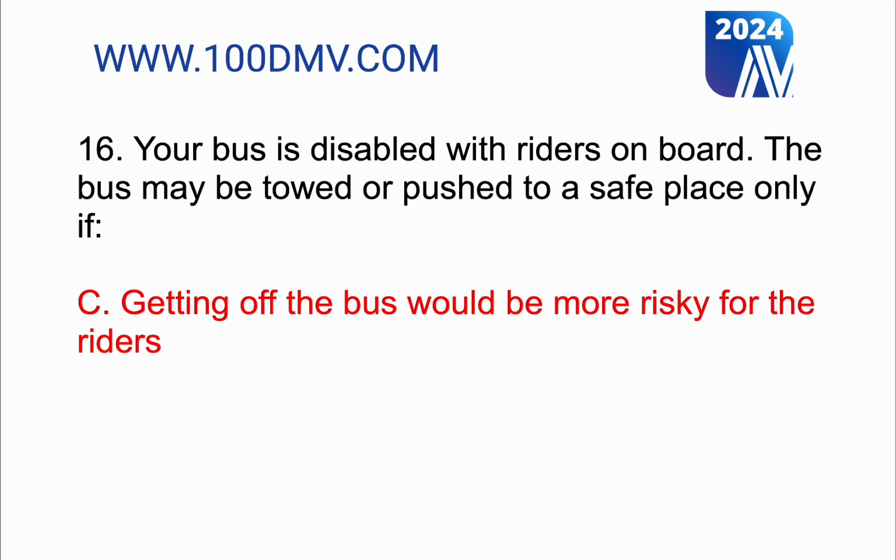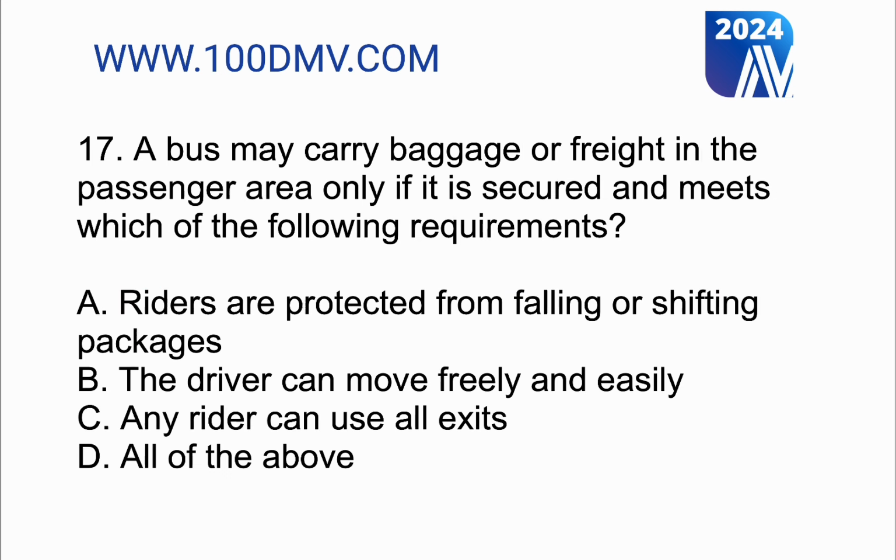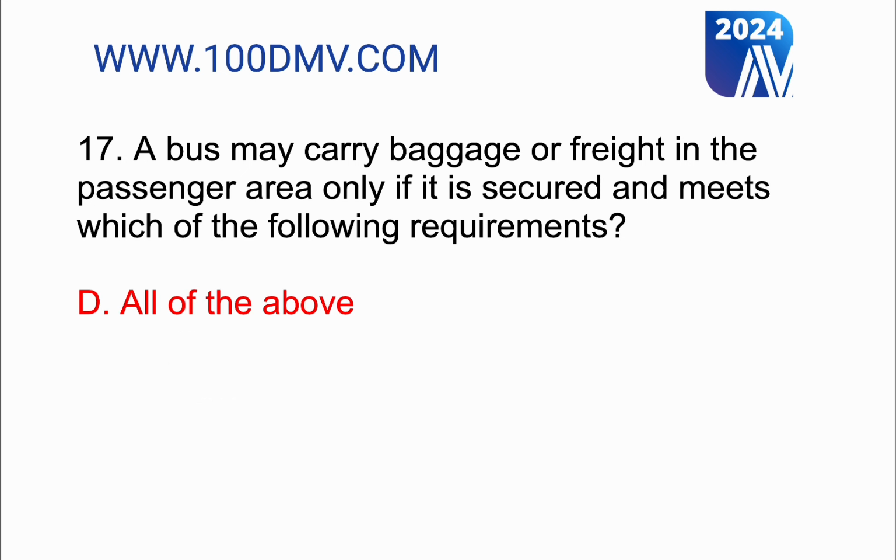The correct answer is C. Getting off the bus would be more risky for the riders. 17. A bus may carry baggage or freight in the passenger area only if it is secured and meets which of the following requirements? A. Riders are protected from falling or shifting packages. B. The driver can move freely and easily. C. Any rider can use all exits. D. All of the above. Correct answer. D. All of the above.